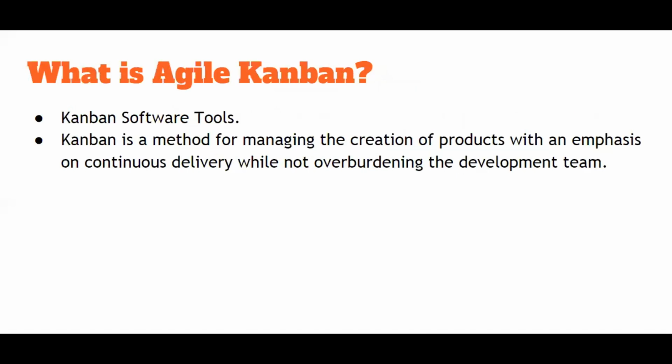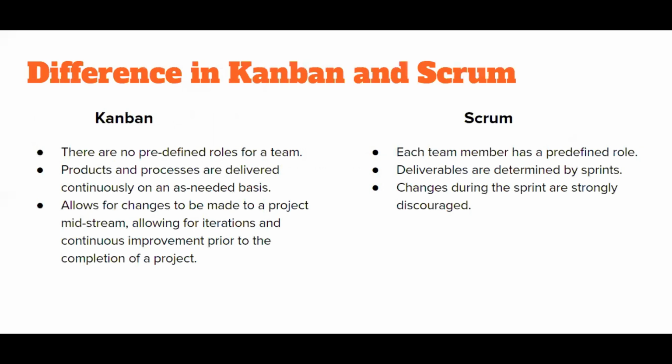Now, Agile Kanban. This question is usually asked, what is Agile Kanban? So it's a simple software tool. Kanban is a method for managing the creation of products with an emphasis on continuous delivery while not overburdening the development team. Here, no particular sprint is there, no particular team is there, just people keep on pulling the backlog and they start working on it, okay? And it's much faster and it provides the delivery continuously.